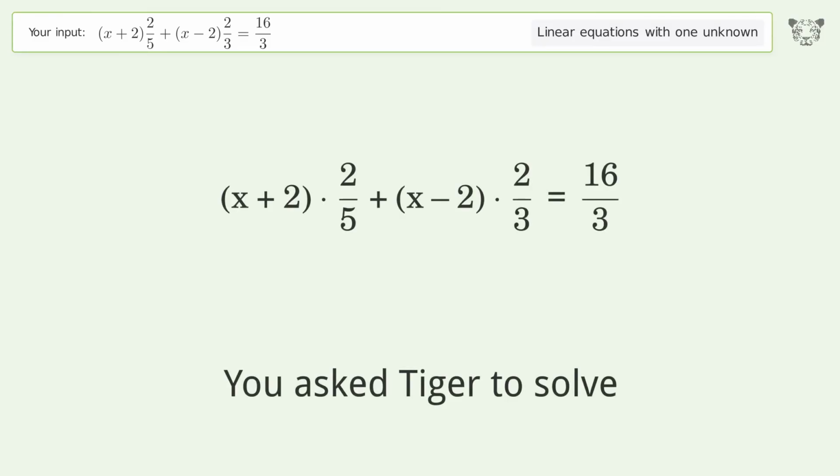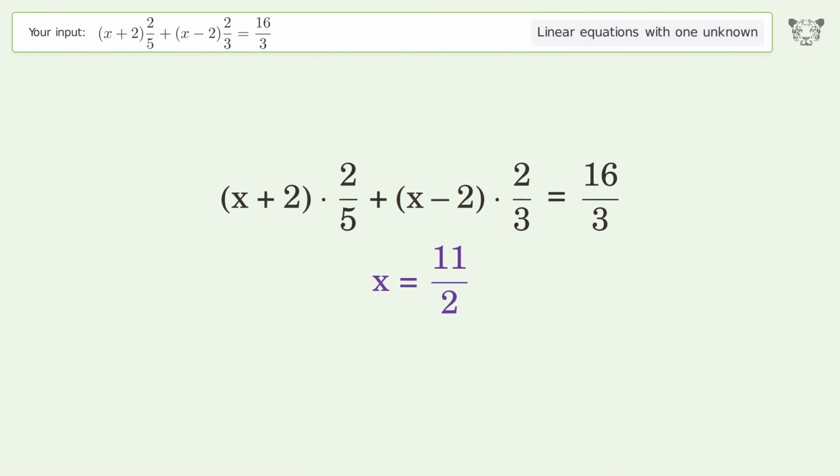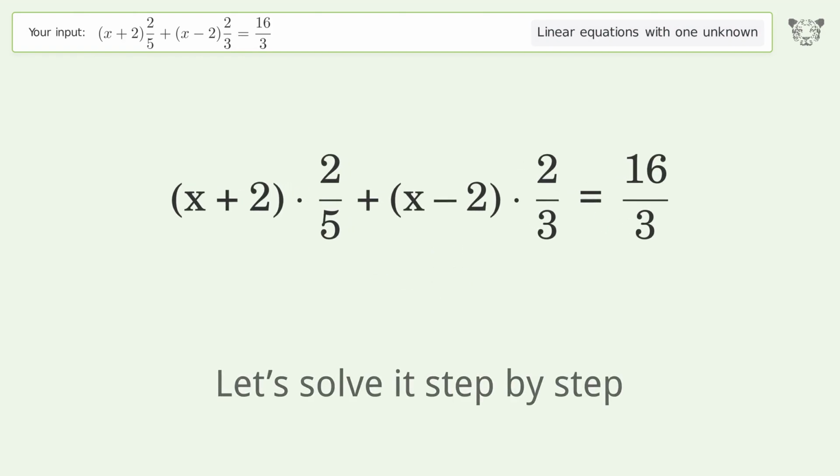You ask Tiger to solve this. This deals with linear equations with one unknown. The final result is x equals 11 over 2. Let's solve it step by step.